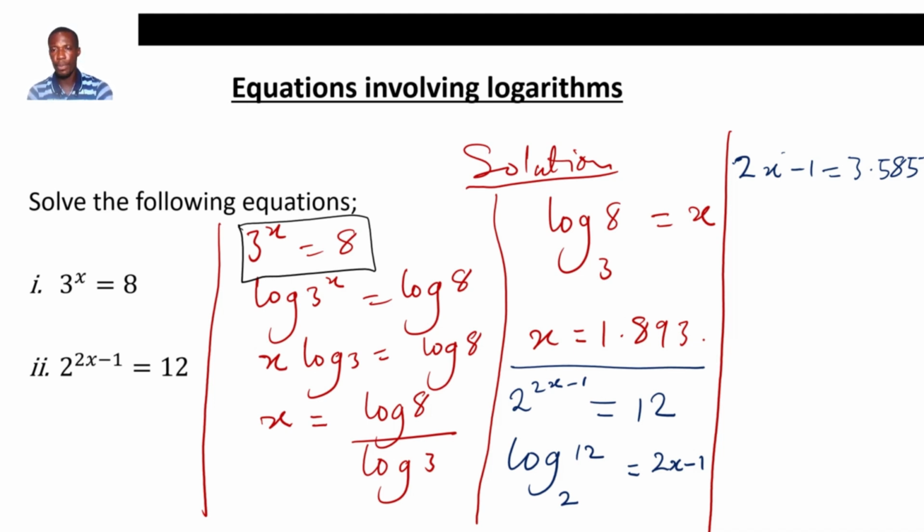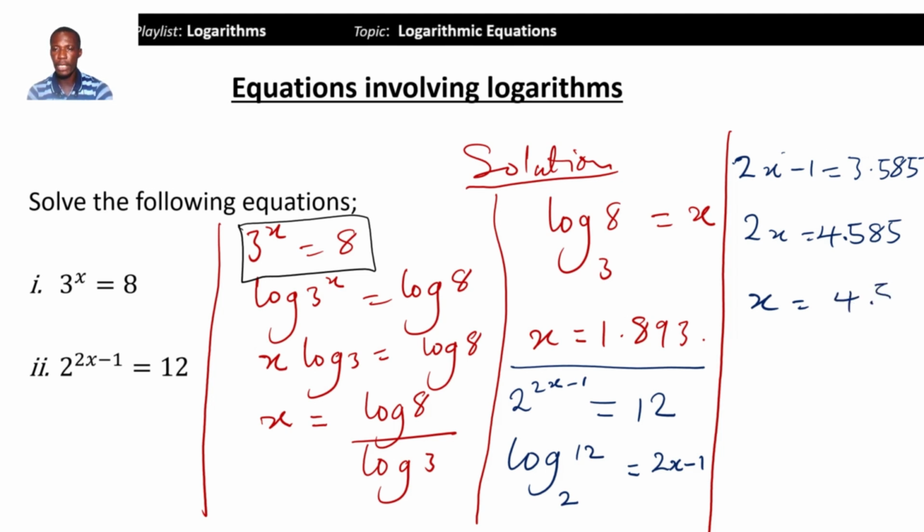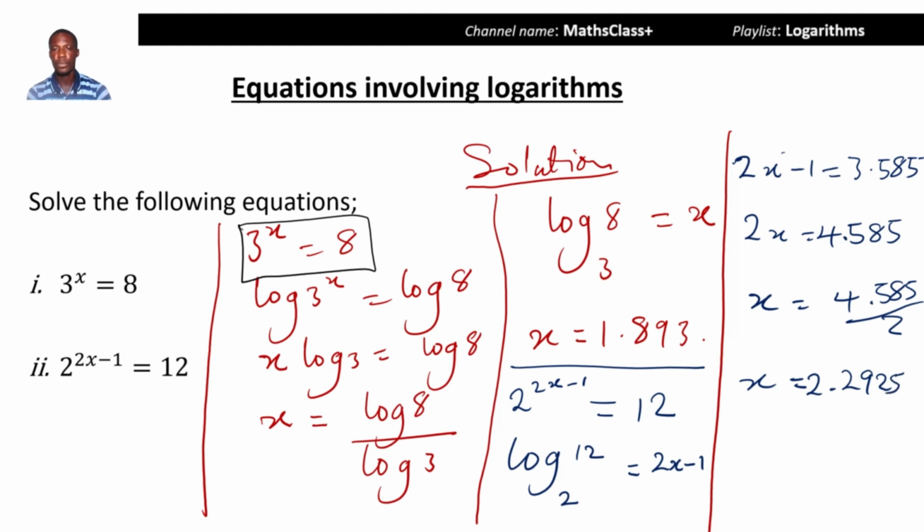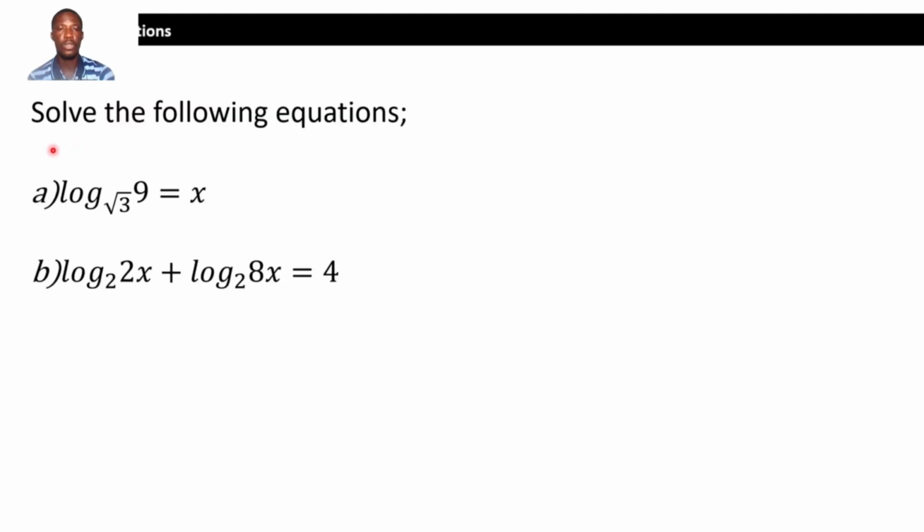And when I group, I'll get 2x is equal to 4.585. So to get x, I divide through by 2. So 4.585 over 2. So x here is now equal to 2.2925. That's it.